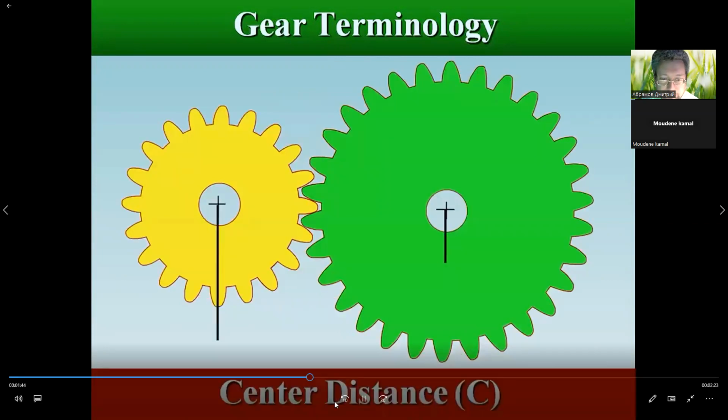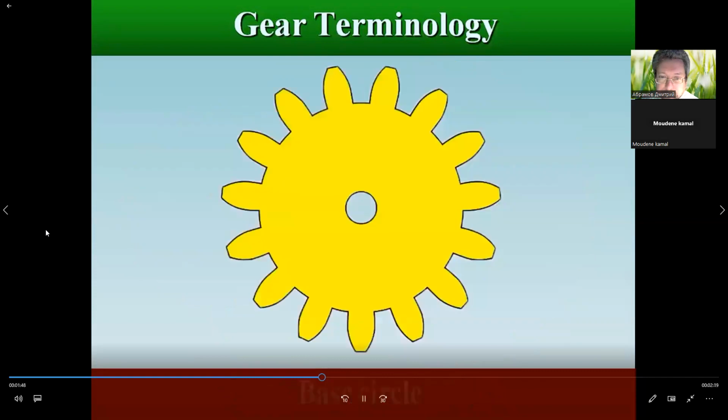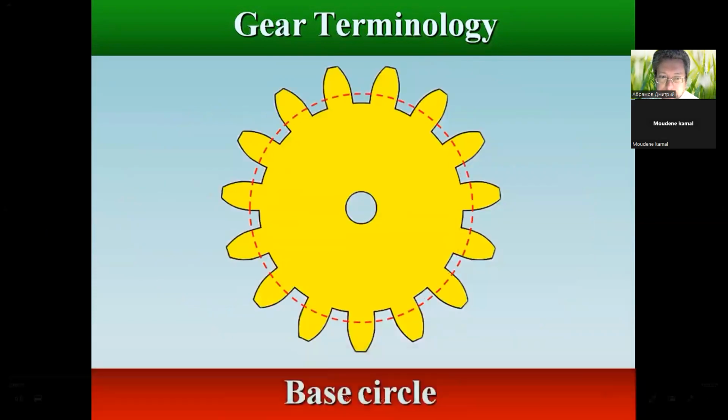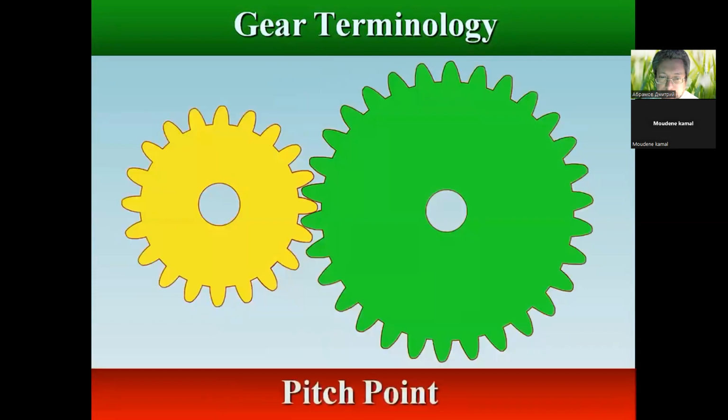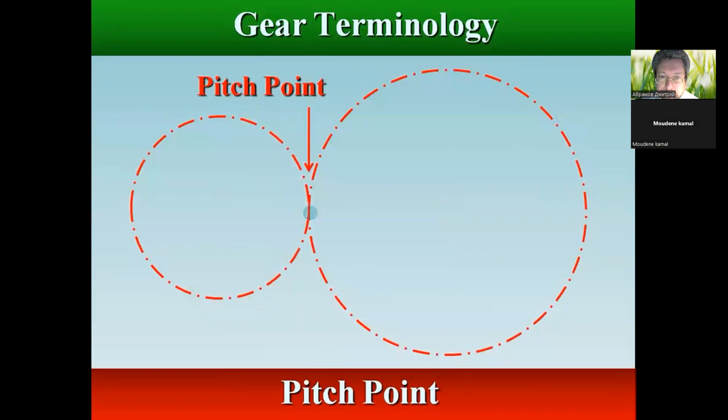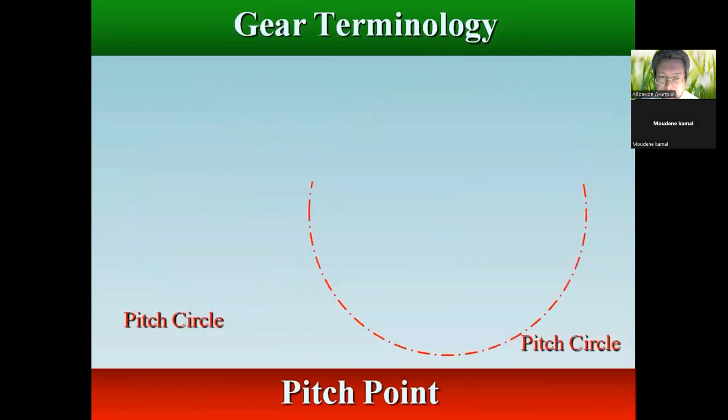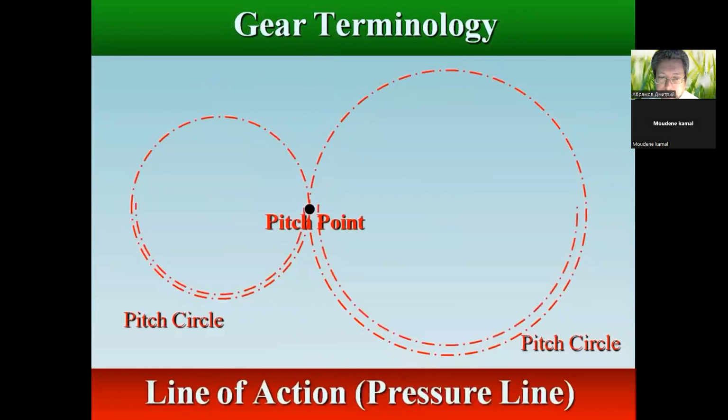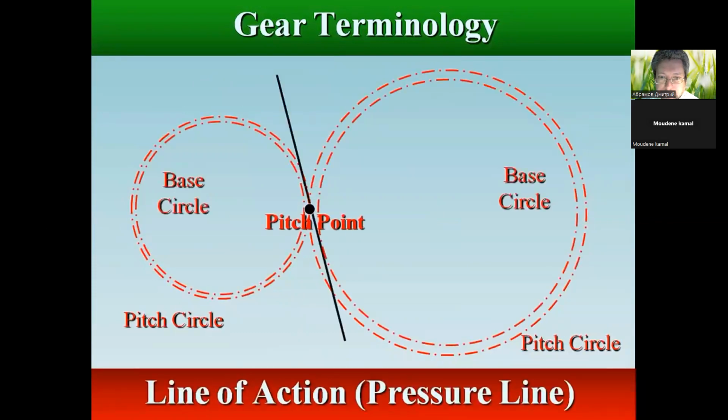Center distance is the shortest distance between non-intersecting axes. Base circle is a circle from which involute form is generated. The pitch point is the point where gear teeth actually make contact with each other as they rotate. The line of action is the straight line passing through the pitch point and tangent to both base circles.